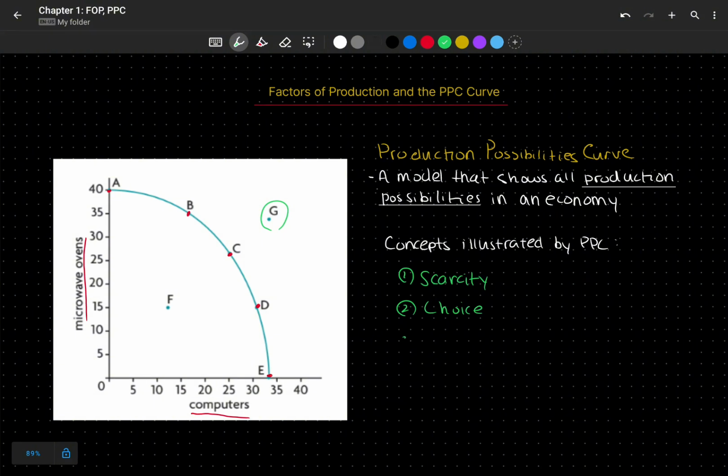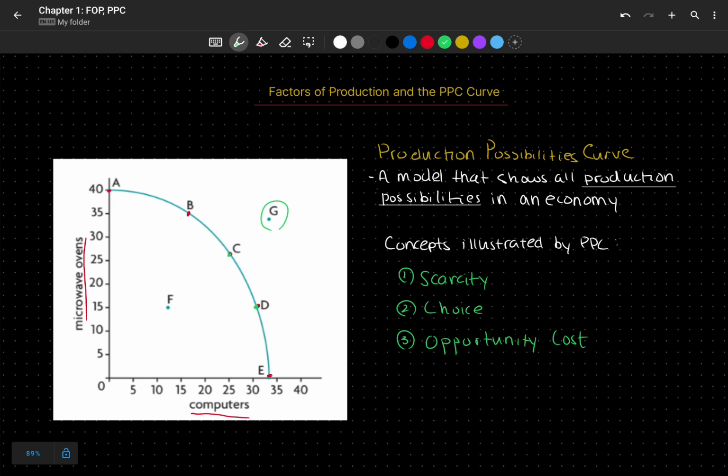And the third concept that directly follows choice is going to be your opportunity cost. Now, opportunity cost is defined as the value of the next best alternative. It's a direct result of your choice. It's a direct consequence. So the opportunity cost of moving between points, let's say C and D, must be considered.